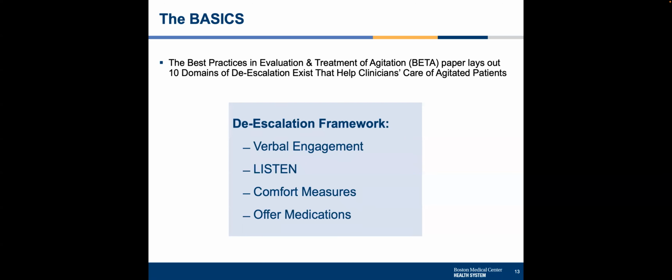The framework for de-escalation includes 4 basic elements. That's here. The first is verbal engagement. Introduce yourself and try to engage your patient. Seems obvious, right? The next is listen. I mean, really listen. Practicing empathetic listening is really important in getting to the root cause of agitation.